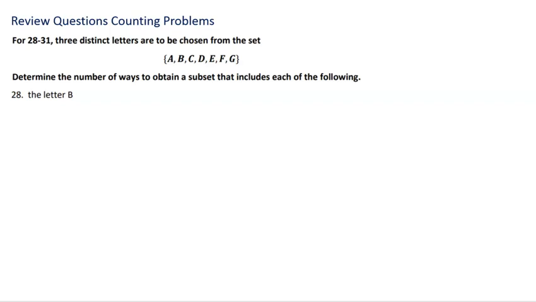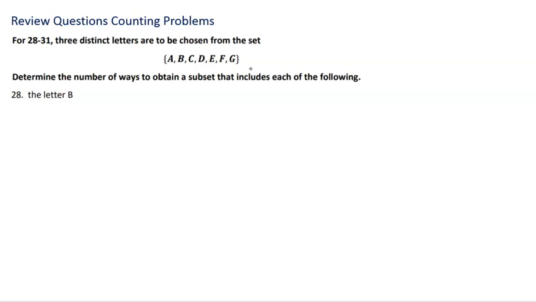All right, so here we are, 20 through 31. We have some new directions. 3 distinct letters are to be chosen from the set. So we're going to pick 3 letters from this set, okay? It says, determine the number of ways to obtain a subset that includes each of the following.